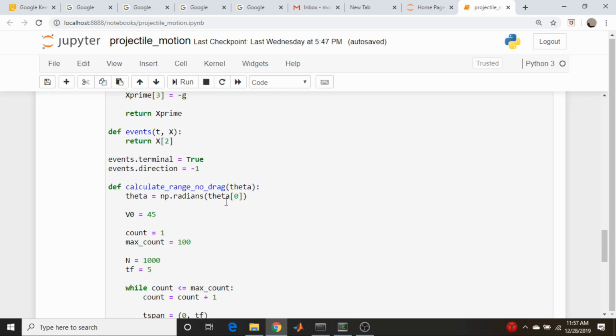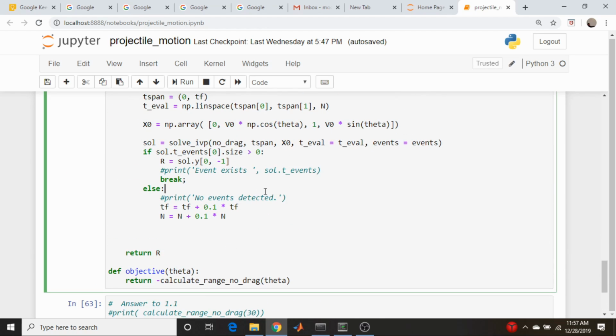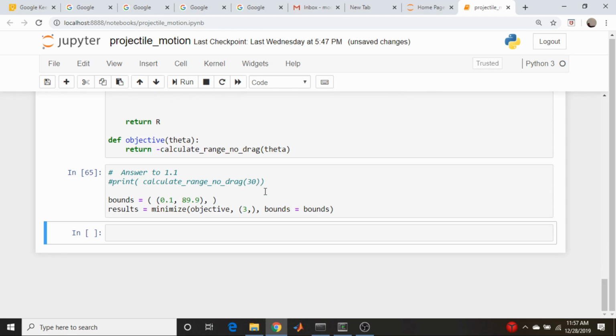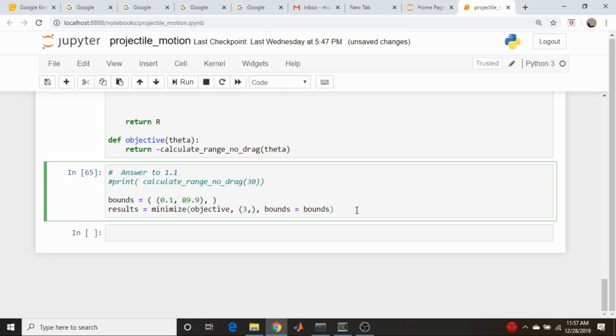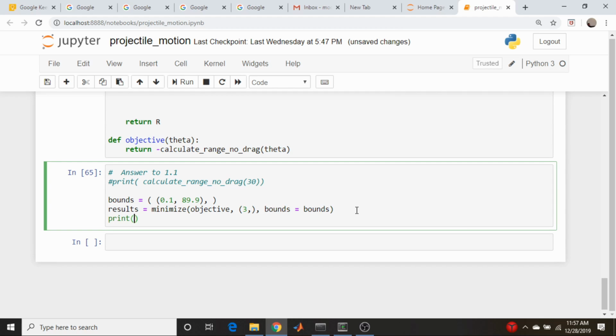This np.radians thing assumes basically a float or an int or something. So what I did is I just pulled out the actual value of the angle with this 0 index. So now let's see, run. This runs. However, there is a secondary issue.